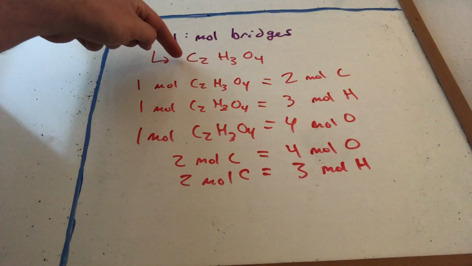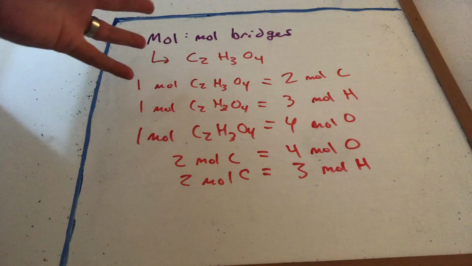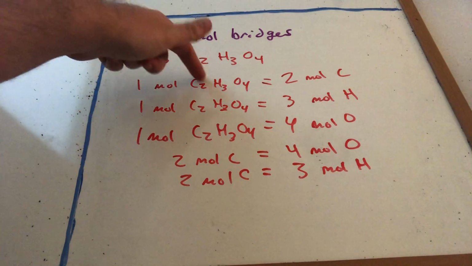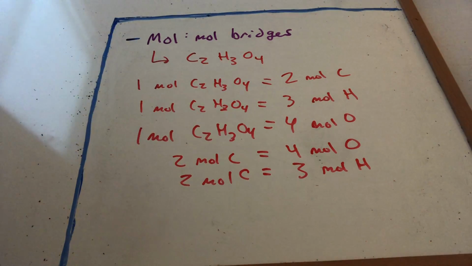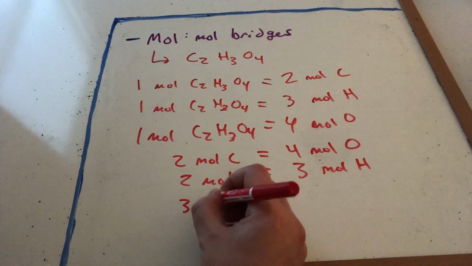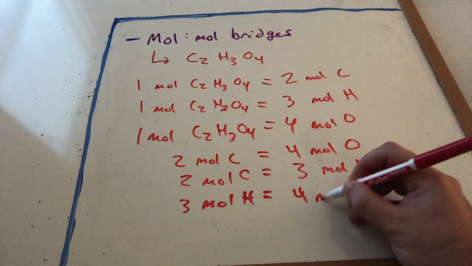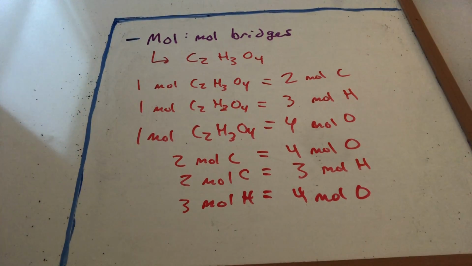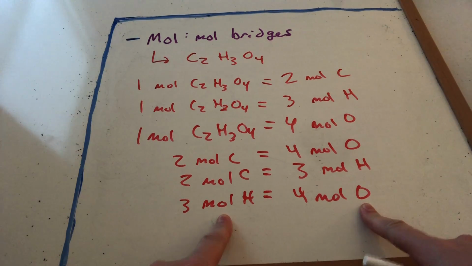So if you can picture this molecule as being the combination of all these species together, then anything you could say about the individual species also applies to groupings of those species, and the groupings that we care about are moles. The last mole-to-mole bridge we can build here is 3 moles of H is equal to 4 moles of O. And I think that's it, but you can see there's a wealth of information there now, where if I have information about one species, I can relate it to information about another.